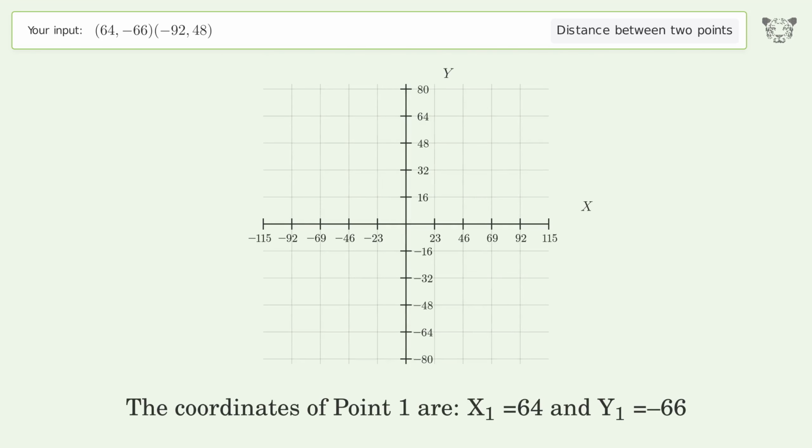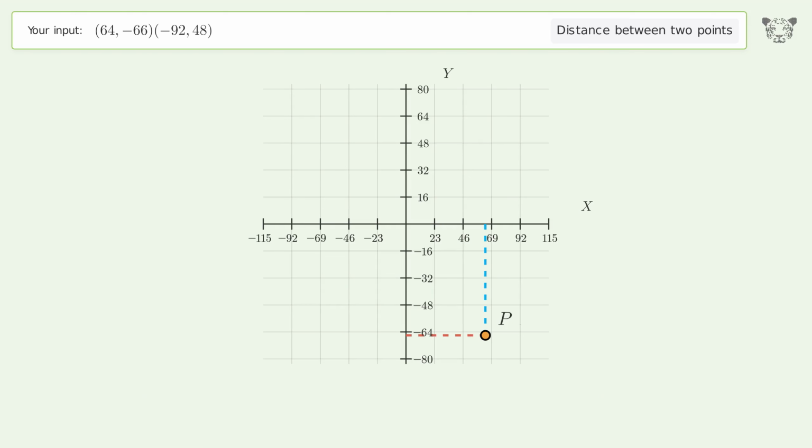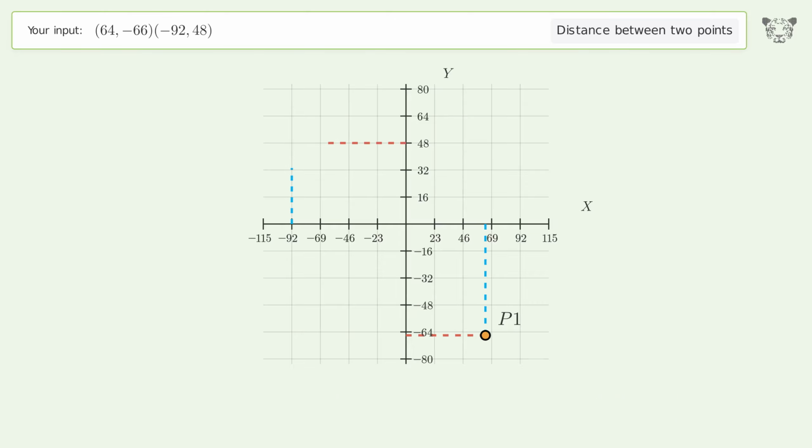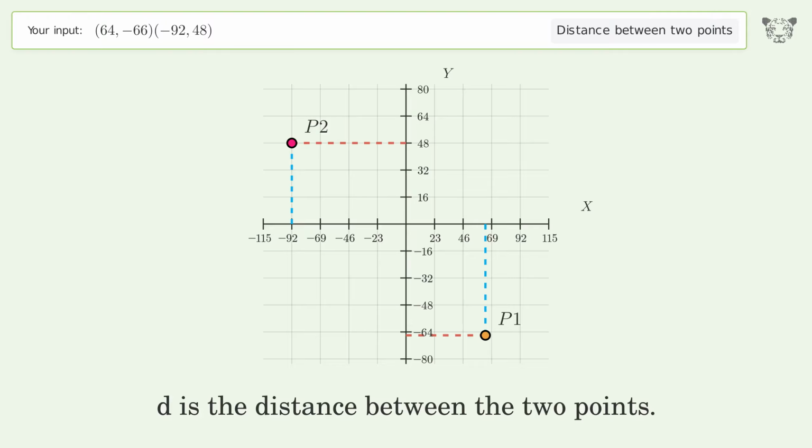The coordinates of point 1 are x1 equals 64 and y1 equals negative 66. The coordinates of point 2 are x2 equals negative 92 and y2 equals 48. D is the distance between the 2 points.